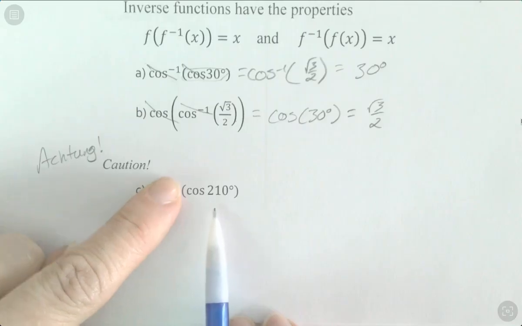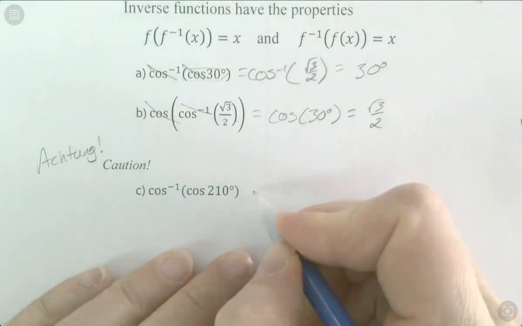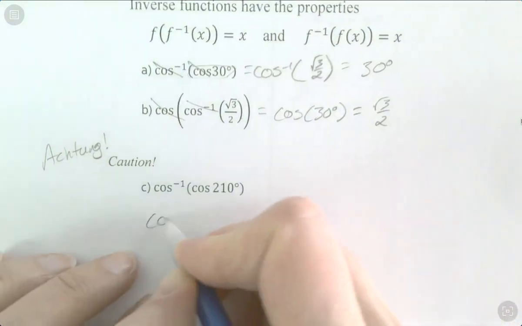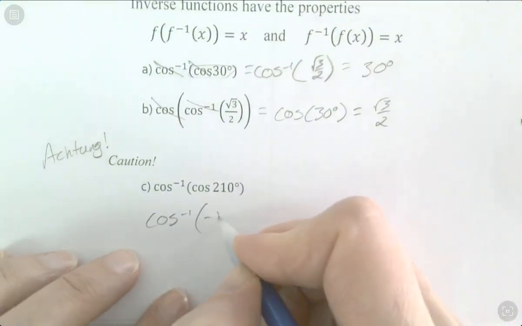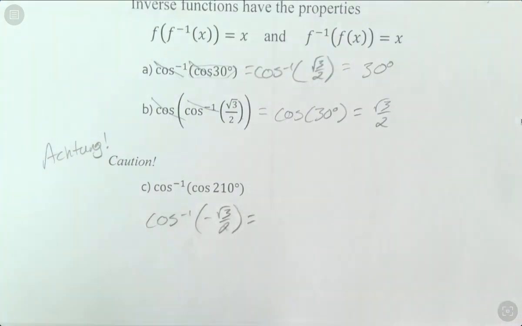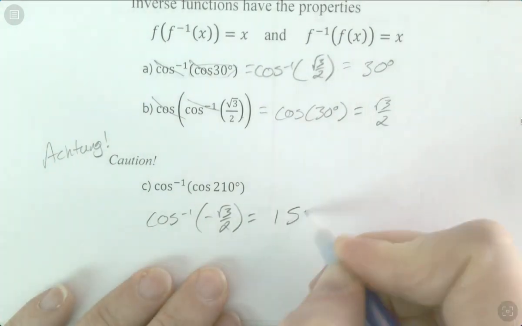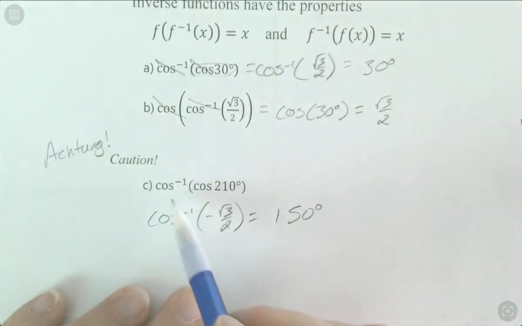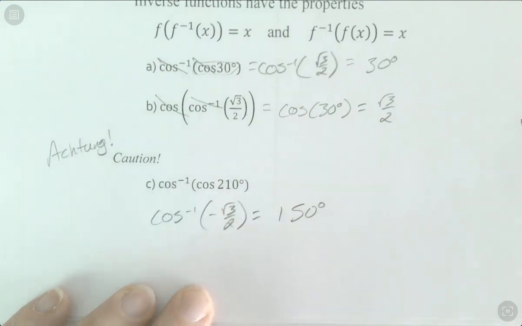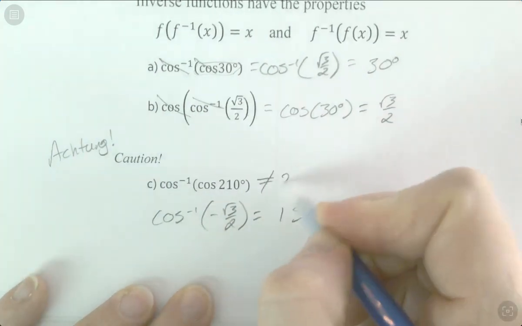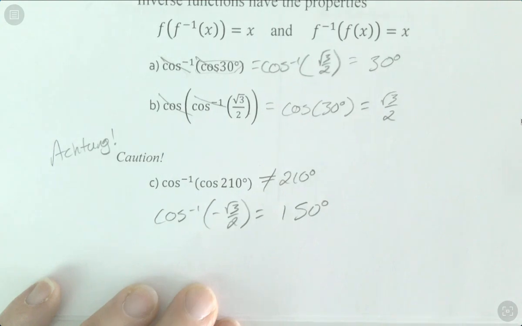Caution: inverse cosine of the cosine of 210 degrees. Cosine of 210 degrees is negative root 3 over 2. So if I replace that, now I'm looking at the inverse cosine of negative root 3 over 2. Now this is asking, which angle has a cosine of negative root 3 over 2? 150 or 210, but we have to give an answer that's in quadrants 1 or 2 for the inverse cosine. So it has to be 150 degrees. So that's a situation where you cannot just cross that out and give 210 degrees. This is not equal to 210 degrees.